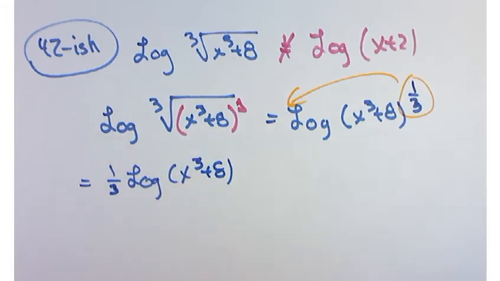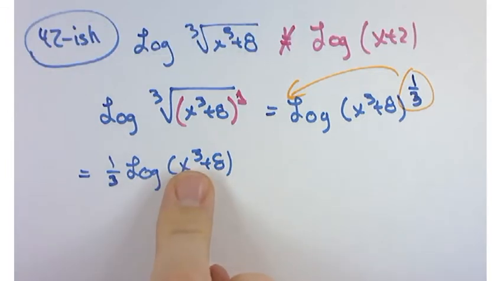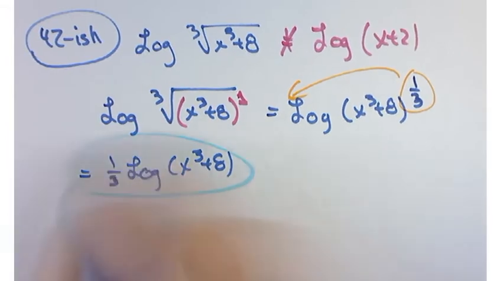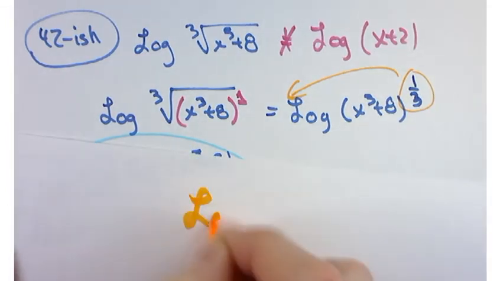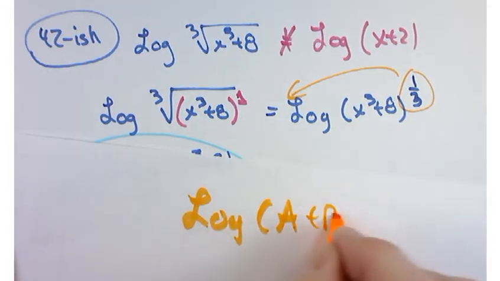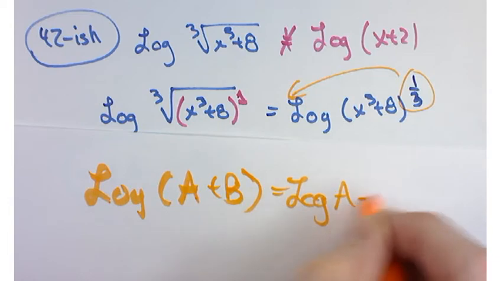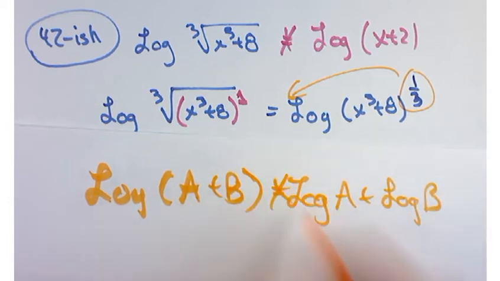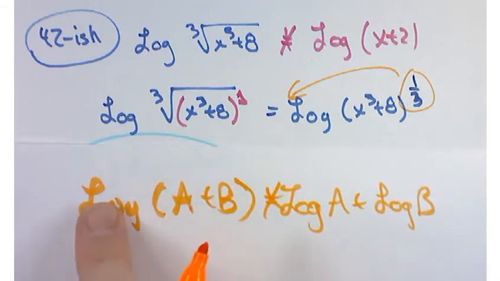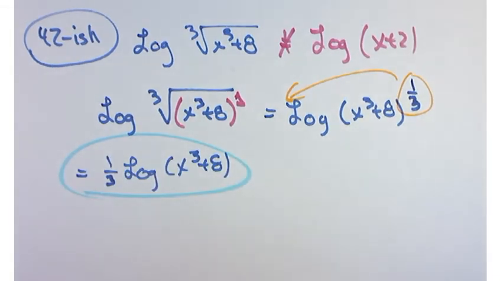Is there anything else I can do? Let's do a quick inventory. In that list of rules that I gave you, was there a rule for something to do with sums? The log of a sum? No. It's kind of an imaginary rule. A lot of people would like there to be, log of A plus B equals log of A plus log of B. But it's not true. It just doesn't happen. You can't take the log of a sum and turn it into the sum of the logs. It just doesn't work that way.